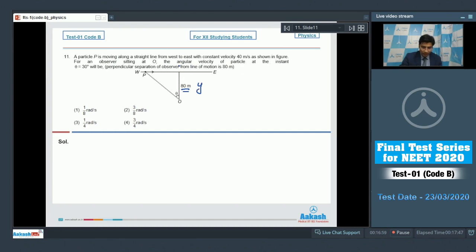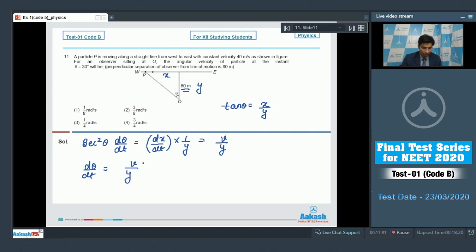Now dear students, if this value is y and this value is x, we can write down that tan theta here will be equal to x by y, and therefore further differentiating with respect to time, we can write down that sec square theta d theta by dt will be equal to dx by dt into 1 by y. Please note here that y is a constant which is 80 meters, so this will be equal to v by y. Now students, d theta by dt here will be equal to v by y into cos square theta.